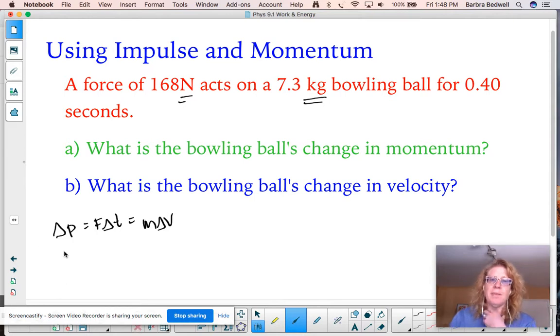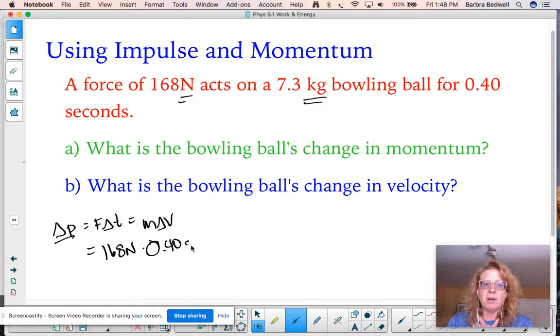So this is for A. Which ones do we have? Well, if I want to know its change in momentum, that's triangle P. I have a force and I have a time. My force is 168 newtons. My time is 0.40 seconds. So 168 times 0.4 is 67.2.